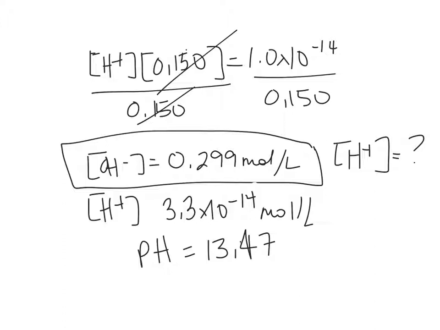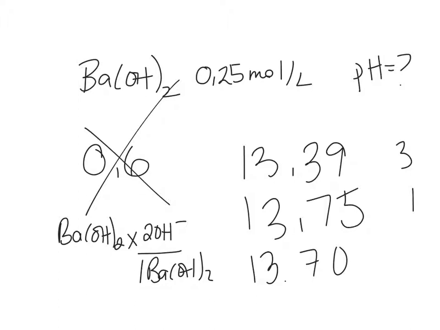This is very acidic. Okay. So that means it has a pH of... So when this dissociates, it will pop off 1 barium, 2 hydroxides. So the concentration of hydroxides will be twice the concentration of the base. So your concentration of OH minus will be 0.50.